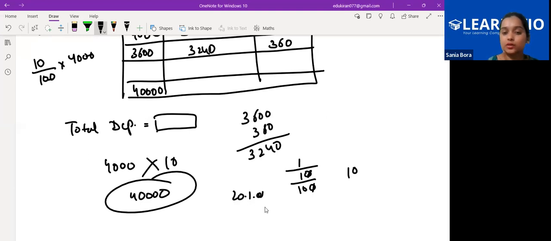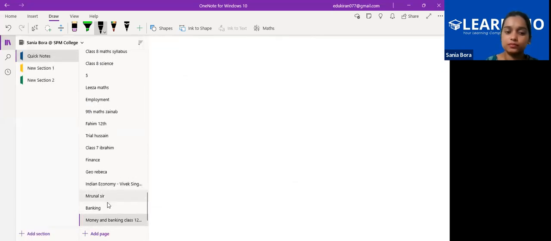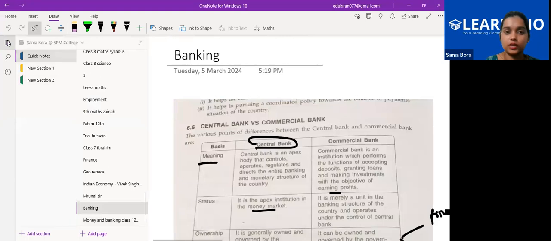10% of 40,000. Oh, sorry, 10% multiplied by 40,000. The zeros cancel, and we get 4,000. And then what will be the answer? 3,600, 36,000. Yes, ma'am, 36,000 from 40,000. Okay, so I think this part is clear. Do you have any query in this? No, ma'am. Okay, so now let's come to banking.